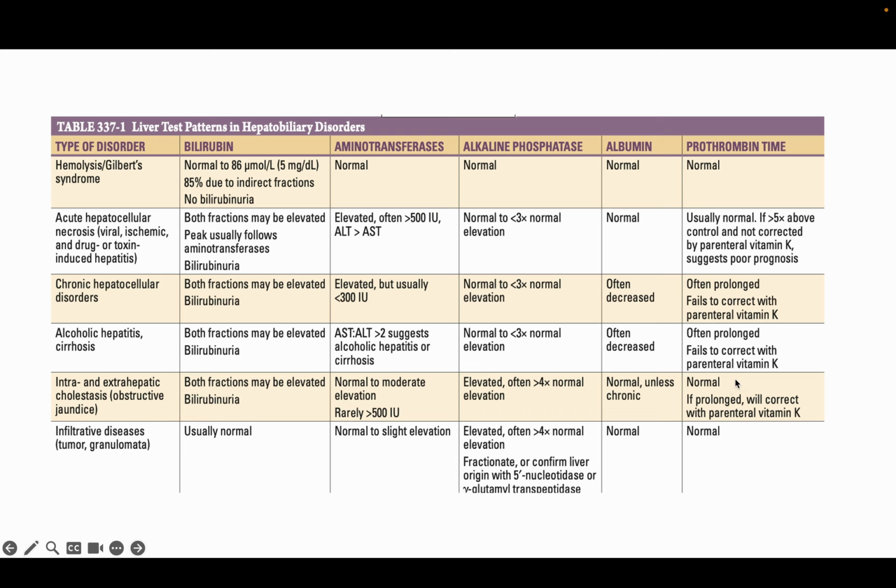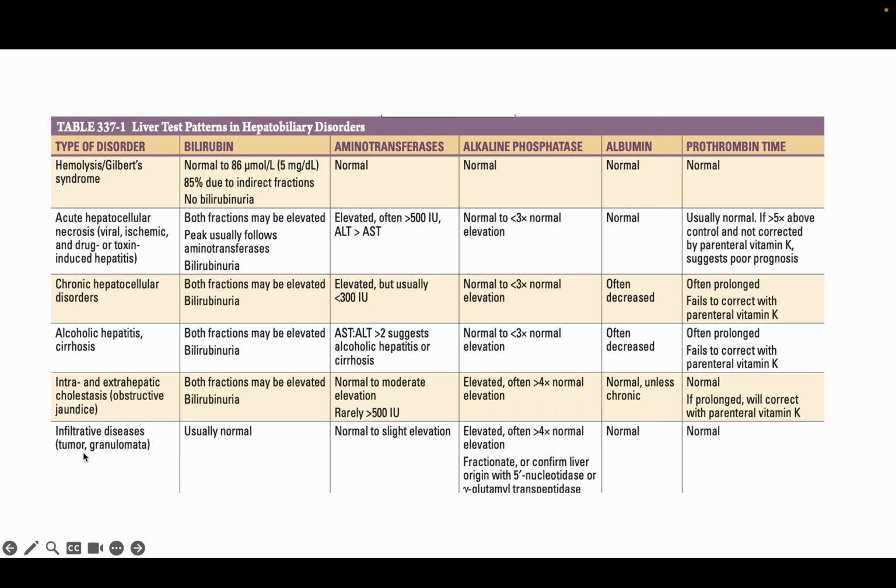So in the case of extrahepatic jaundice, the prothrombin time will be corrected with parenteral vitamin K. This is one thing that will help you differentiate hepatocellular and obstructive jaundice. Infiltrative tumors and granulomas: generally bilirubin will be normal in them. Also transferases will be normal. Only ALP will be elevated.